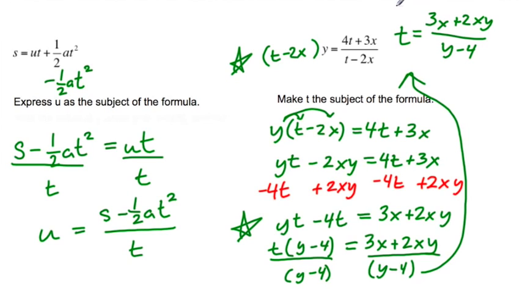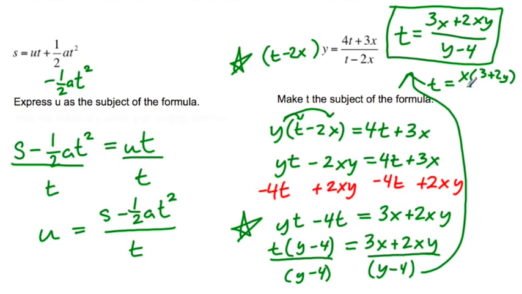And if you want to, you can go ahead and take that one step further and factor out the x so that you're left with x times, in parentheses, 3 plus 2y. But you don't have to. Just to show you what that would look like, it would be t equals x in parentheses 3 plus 2y over y minus 4. They mean the exact same thing. So really the idea here is you're changing the subject of the formula so that you can input values later for x and y in order to solve for t.